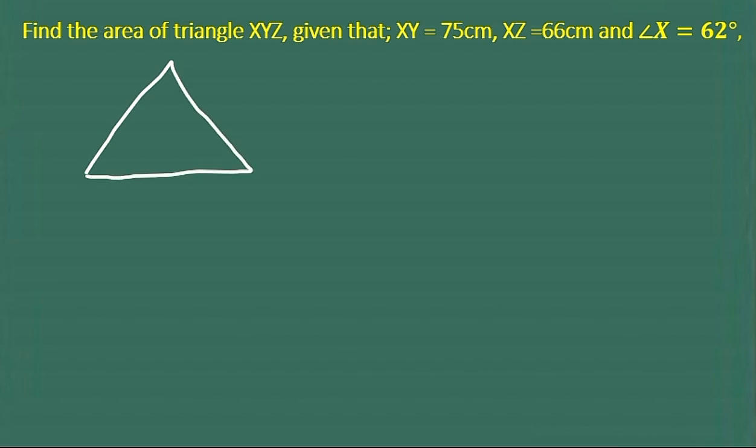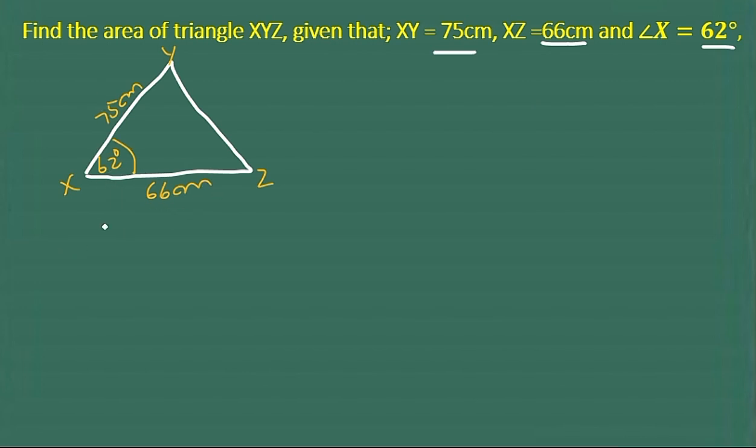Not drawn to scale. Call this X, Y, and this is Z. So angle X is given to be 62 degrees, and the dimension XY is 75. So this is XY 75 centimeters, and XZ 66 centimeters. This is 66 centimeters. So we have to find the area of this triangle. First, notice that what we have here is two sides given and one angle given, and these two sides given are on either side of the given angle.